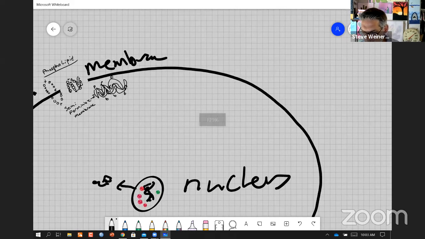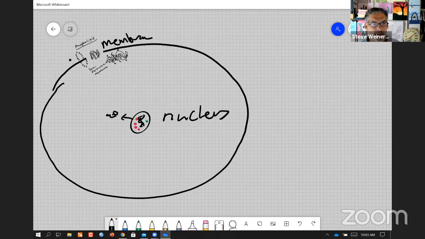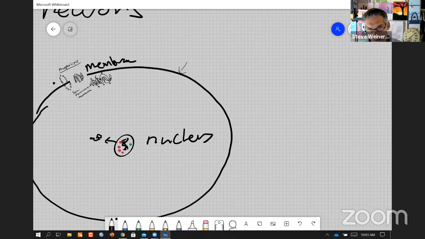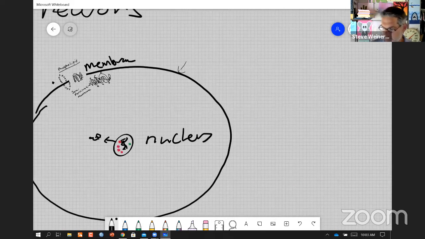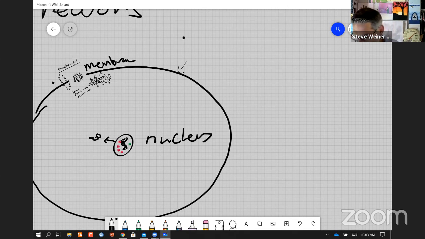So I'm going to zoom back out again because there's a lot of cellular things that happen between the nucleus and this phospholipid bilayer. But why have this membrane? What's the membrane for? Protection. Well, protection from what? From other things going into the cell. It's semi-permeable, so I'm going to write that word up here again.